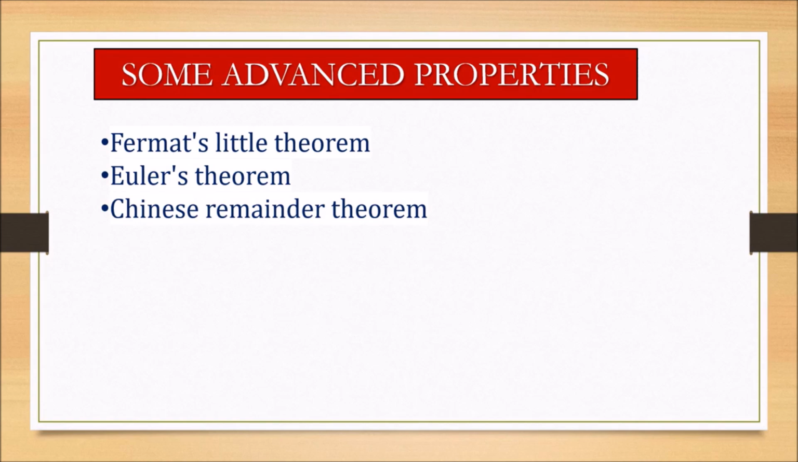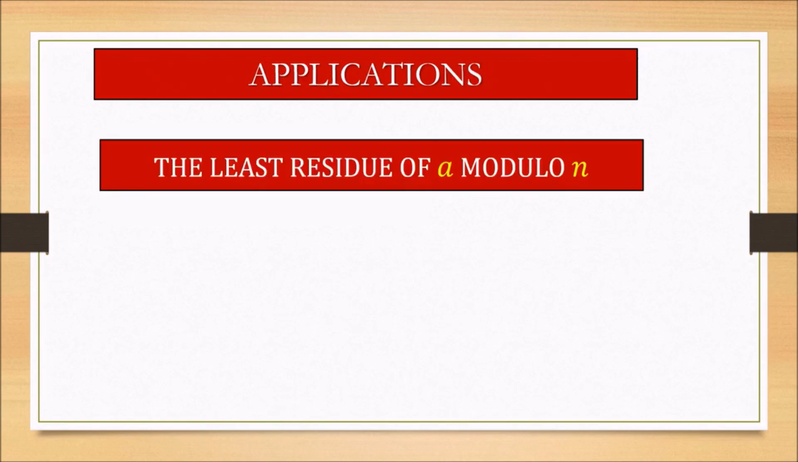Some other properties are Fermat's little theorem, Euler's theorem, and the Chinese remainder theorem. In this session, we are not covering these theorems. We will solve some problems only with the basic properties. So, applications of these properties to find the least residue of a modulo n.